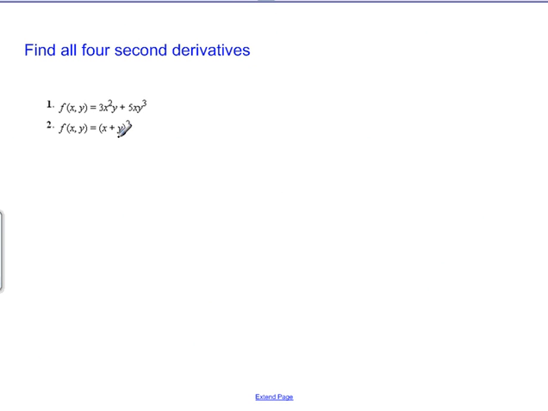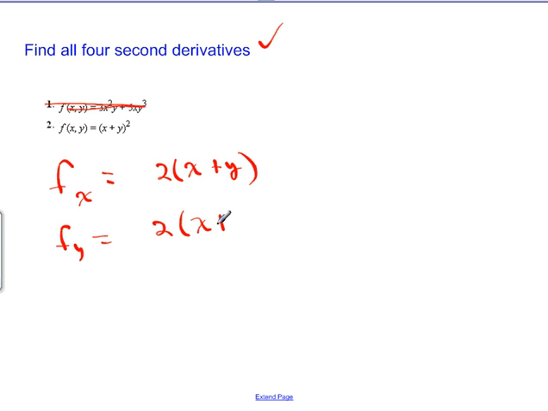Okay, so now just to practice, find all 4 second derivatives. Let's just do one of them. We'll do number 2. So f partial x, chain rule, just drop the 2 down. F partial y, same thing. And I think it's helpful sometimes to distribute.